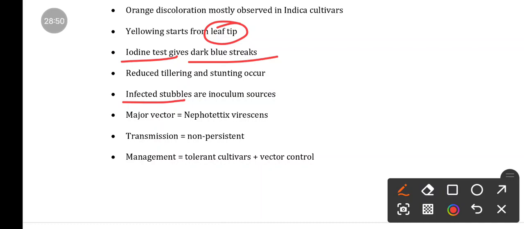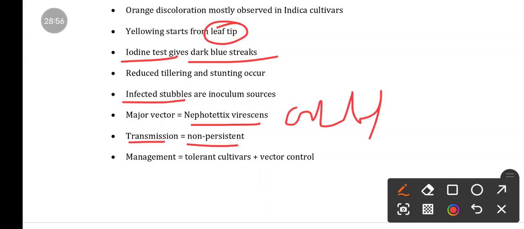Then reduced tillering and stunting occur due to the infection, and the primary source of inoculum is infected stubbles. Apart from this, volunteer rice and collateral weed hosts. These three are primary sources of inoculum. Then the major vector is Nephotettix virescens, the green leafhopper. Transmission is in a non-persistent manner. Management mostly uses vector control through insecticides or cultural practices. For the virus, we can use tolerant cultivars because no resistant cultivars are reported. So this is all about Rice Tungro disease.